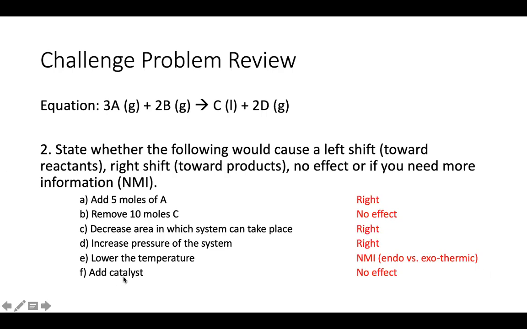And then lastly, F, add a catalyst. Catalysts never affect equilibrium, right? They always have no effect on equilibrium. All they do is help you reach equilibrium faster, okay? But they will never shift or change equilibrium. So if you ever see add or remove catalyst, it should have no effect on equilibrium.